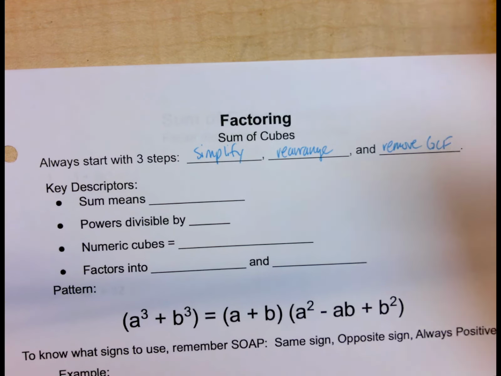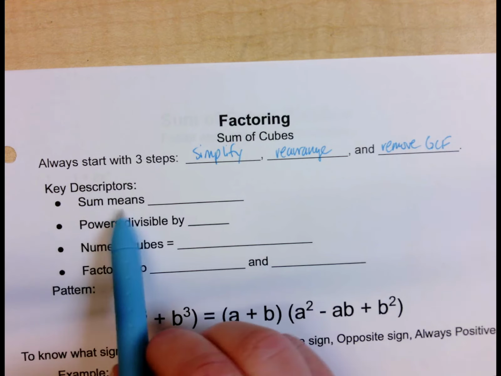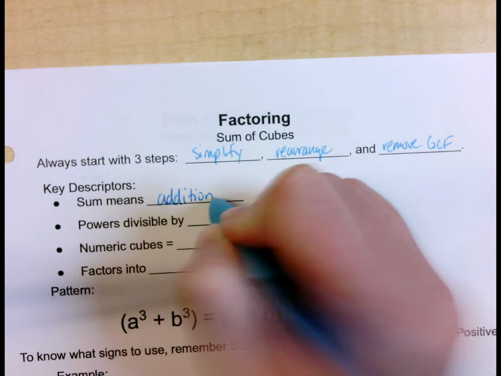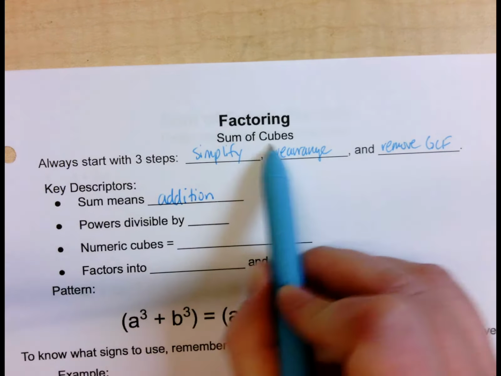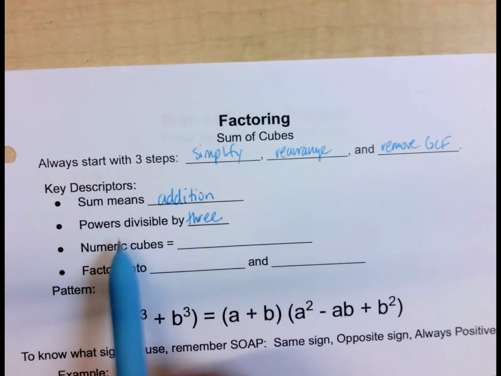So first off, we know that it's a binomial because it's in that category on our map. So we know that it's a binomial. All right. Second thing is that it's going to be a sum this time, and sum means addition. All right. So we're dealing with addition this time. The powers, it's a cube, are going to be divisible by 3. And we're going to be dealing with numeric cubes.